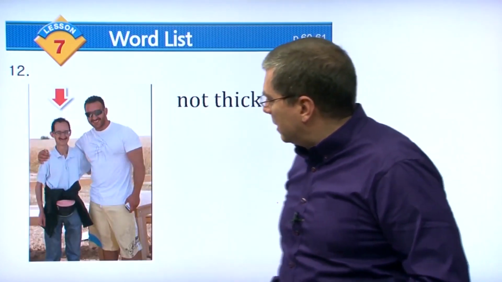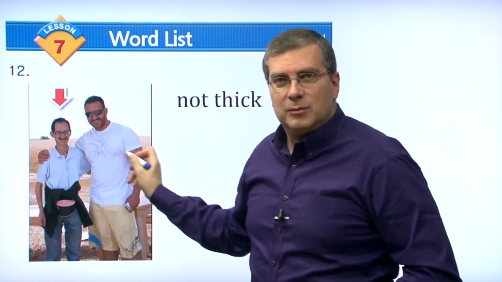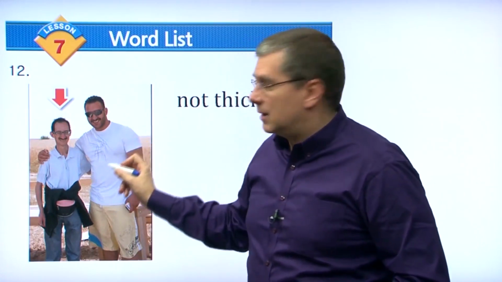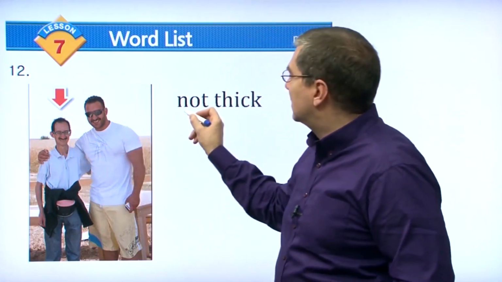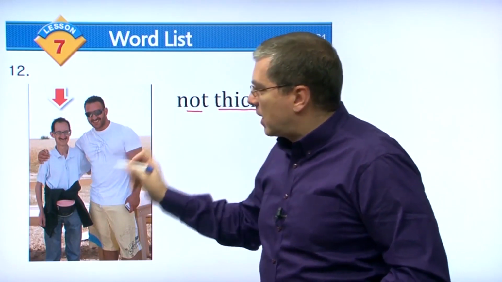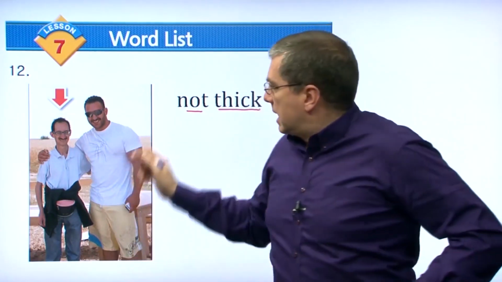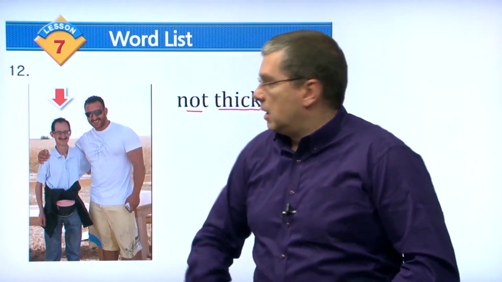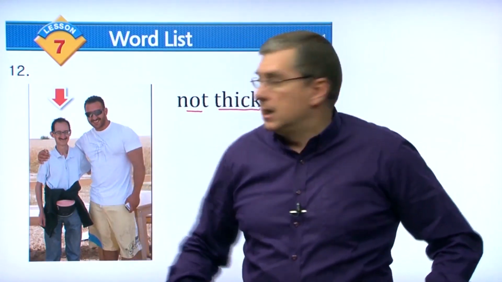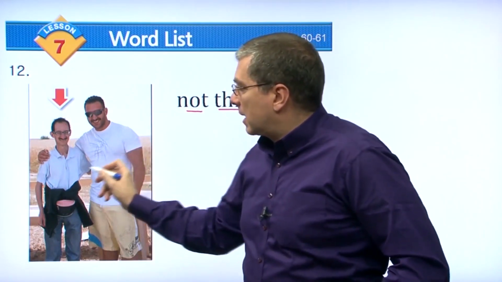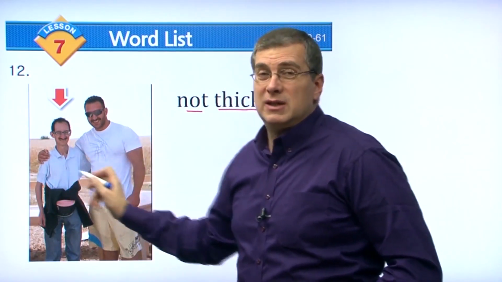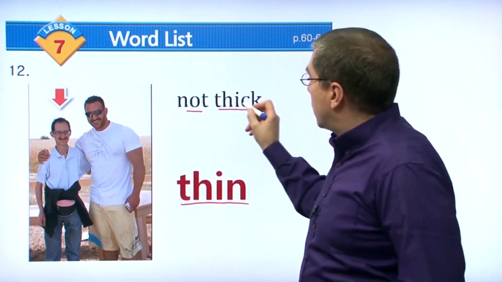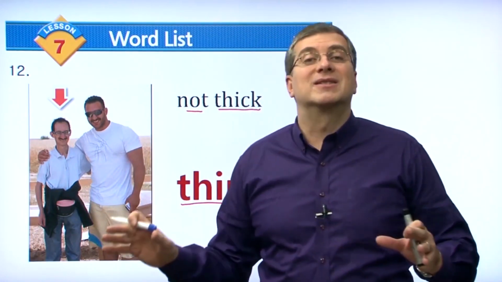Okay, the next word, that's kind of a funny picture, right? These guys are buddies, but you can see there's a big difference between these two gentlemen here, right? This guy's huge. This guy is not huge. He's not thick. By the way, thick also means, like this, right? He's not fat. It doesn't necessarily mean fat. It just means that he's got a wide body, right? He's got a wide body. He's thick. He's not thick. When a person isn't thick, we say that they are thin. Thin. So thick and thin are opposites.